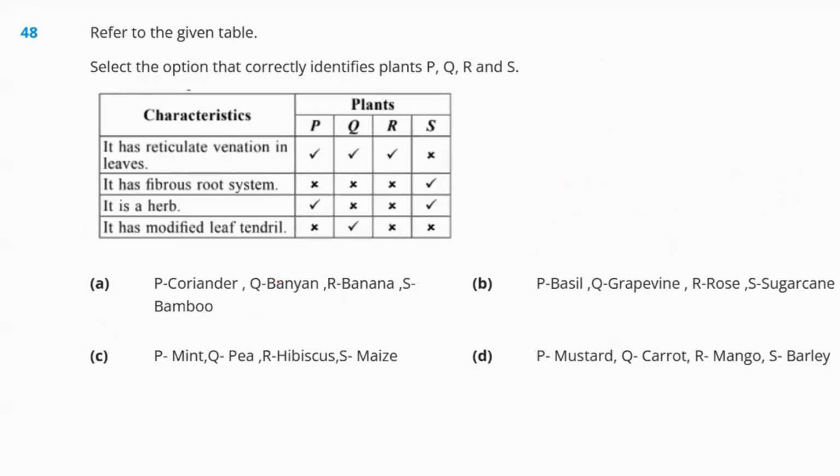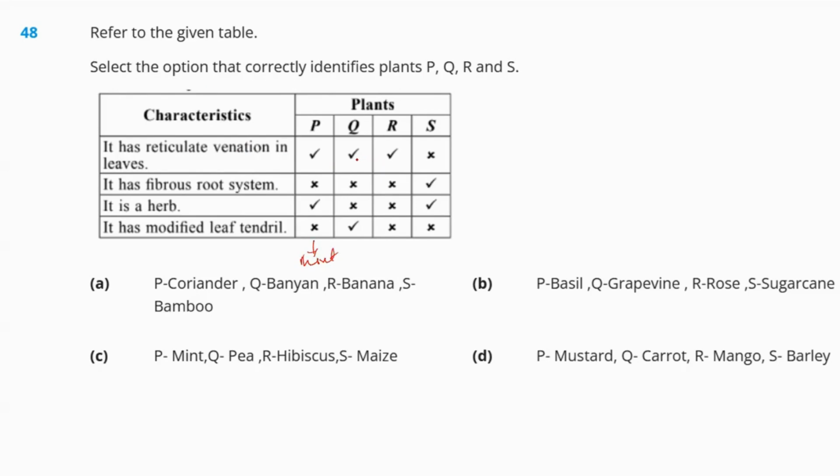Question number 48. Refer to the given table. Select the options that correctly identifies plant P, Q, R, and S. So P is having its reticulate venation in leaves, means a web of the veins. It has fibrous root system. No, it is a herb. So P is going to be a herb with a reticulate venation, and that is mint.